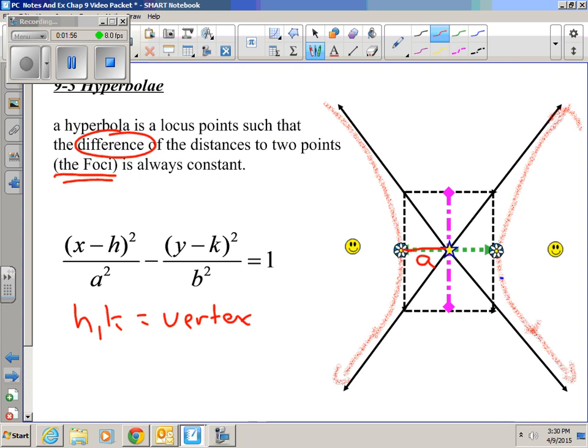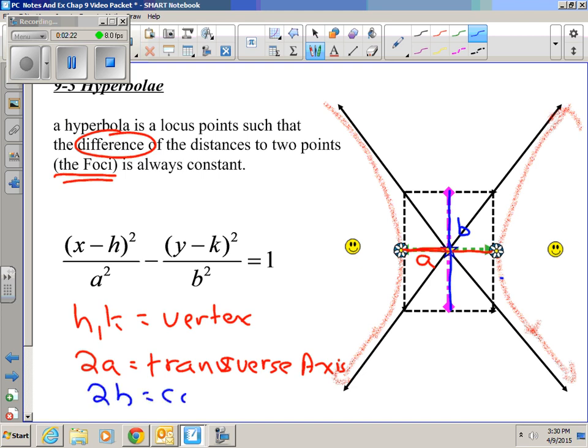vertex. 2a is called our transverse axis. And the distance from the center point the other way, this distance and this distance, these are our B's. 2B is called our conjugate axis.